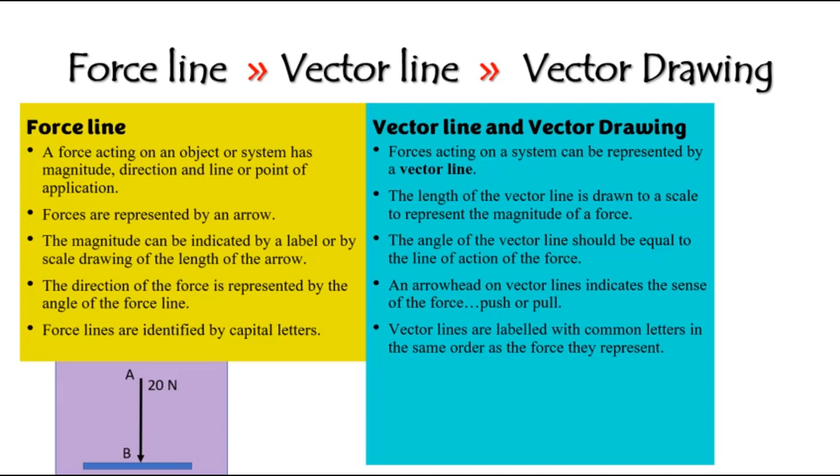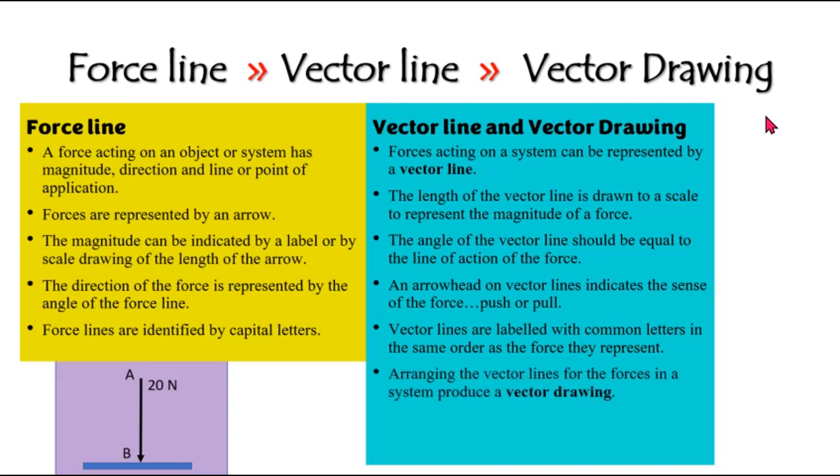Vector lines are labeled with common letters in the same order as the force they represent. So, this is key. You have to recall that force lines are identified by capital letters, but vector lines are labeled with common letters. Very important. And it should be the same. So in this case where we have force AB, when we are representing it as a vector line, it should also be AB in the same order.